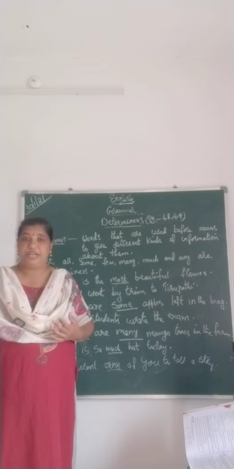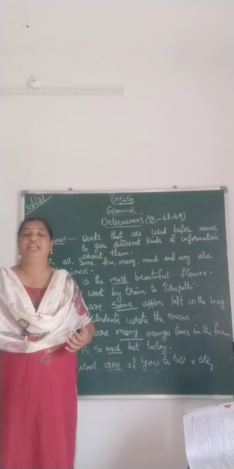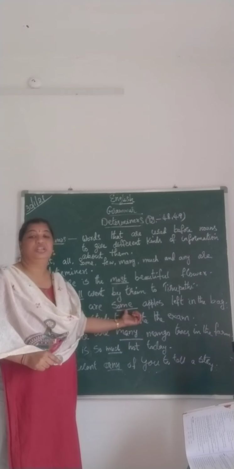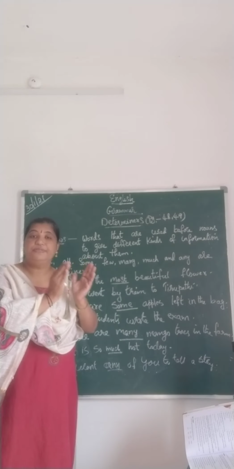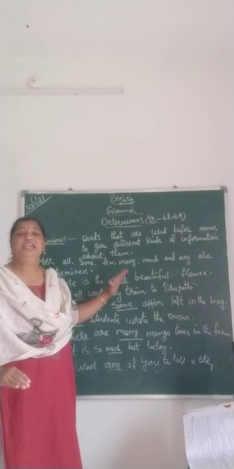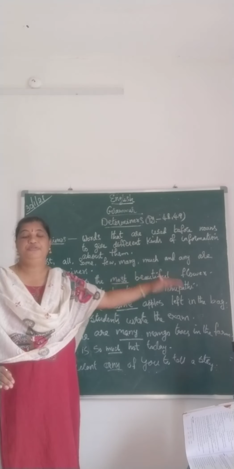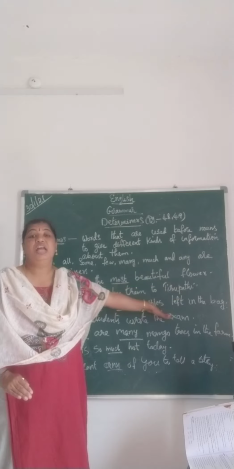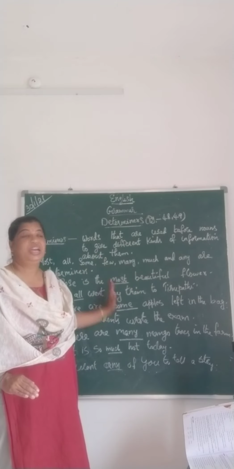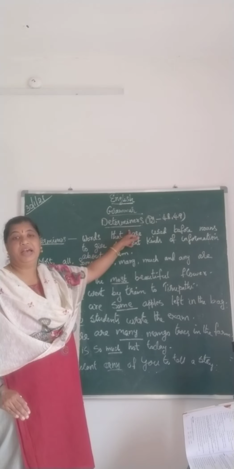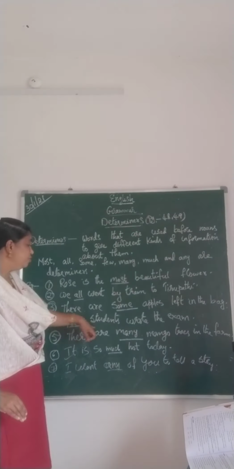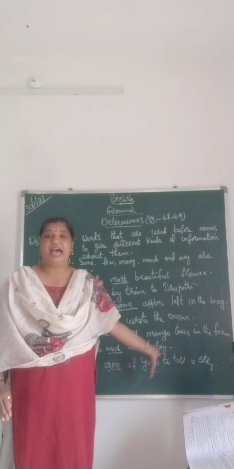So instead of mentioning all that individually, a word called "some" will denote that there are some apples in the bag. And this "some" is giving additional information about our noun. So the word "some" here becomes a determiner. Understood, children? Yes.